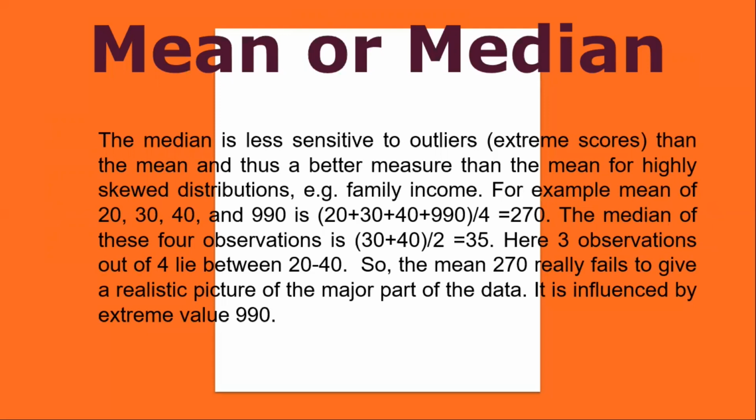Here 3 observations out of 4 lie between 20 and 40. So the mean, 270, really fails to give a realistic picture of the major part of the data. It is influenced by the extreme value 990.